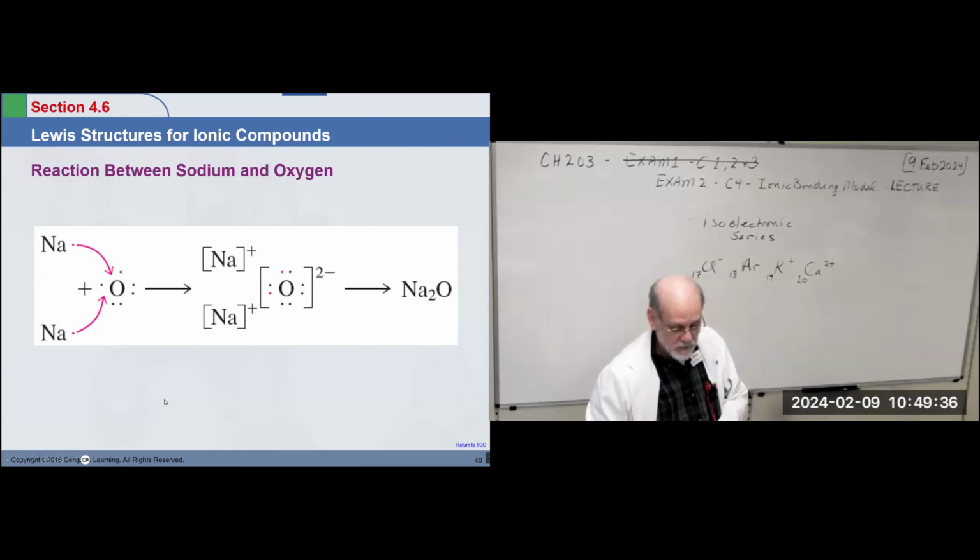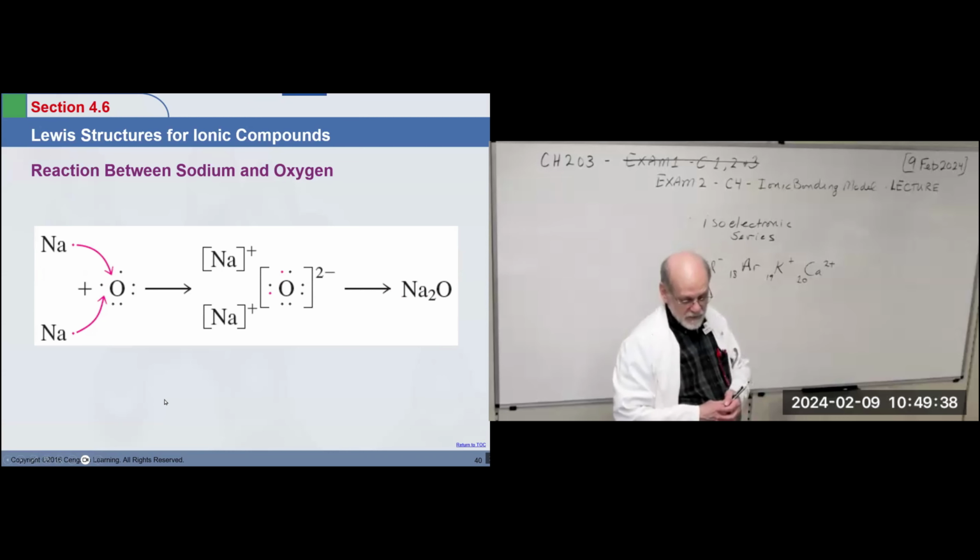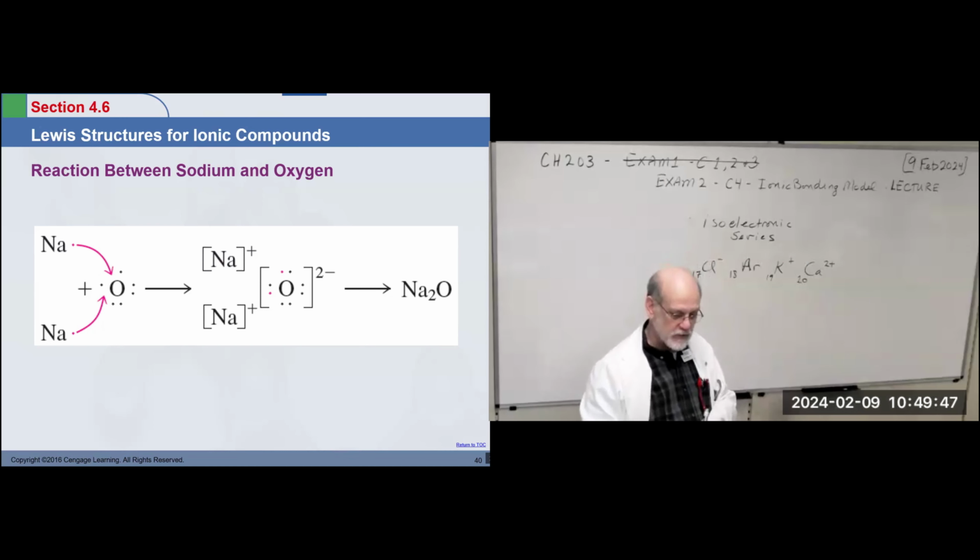Do the same thing for sodium and oxygen. Sodium only needs to lose one electron, but oxygen needs to gain two to fill its octet. So that's why we have two sodiums and one oxygen in that compound.